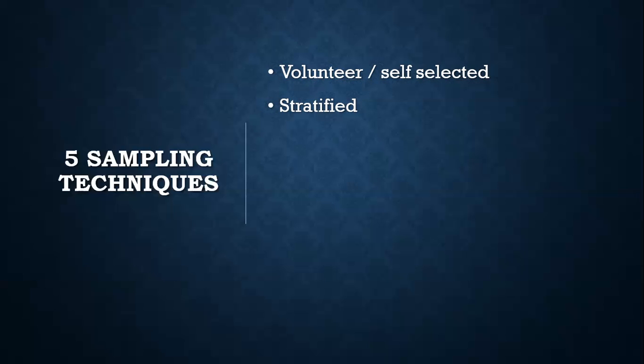So say, for example, we've got, let's see, our sample of 20. So that means 10 of our sample need to be 16-year-olds, 5 need to be 17-year-olds, and 5 need to be 18-year-olds, because then it represents the makeup of our target population. So stratified is very representative of it.